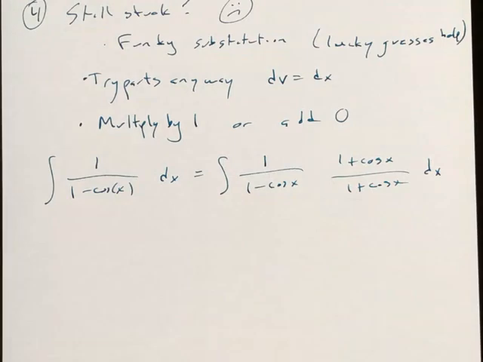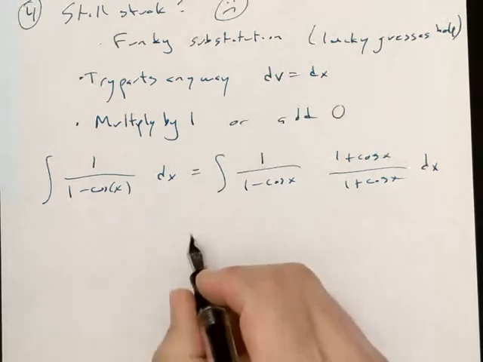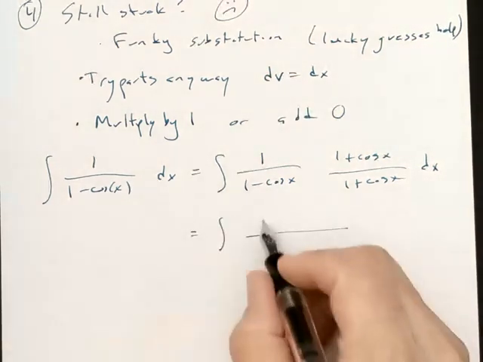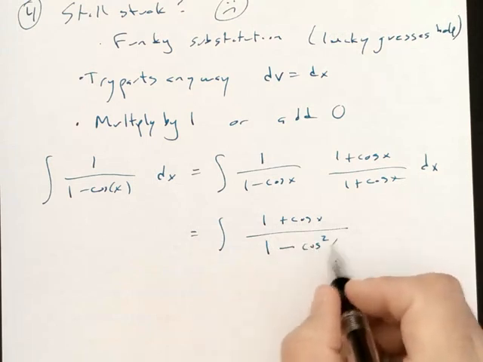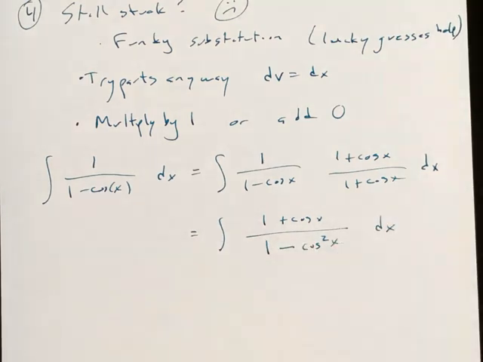This is called a conjugate expression. And the reason I use it is because now what happens when I multiply on the bottom, I have a minus b times a plus b. That's the factored version of the difference of two squares. Now, Pythagoras comes in: 1 minus cosine squared is sine squared.